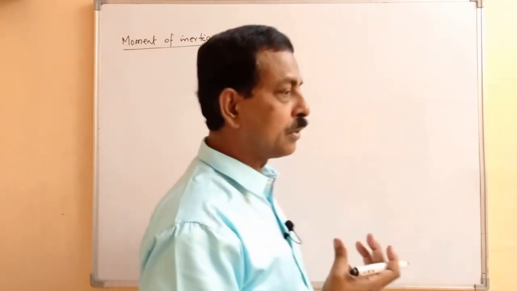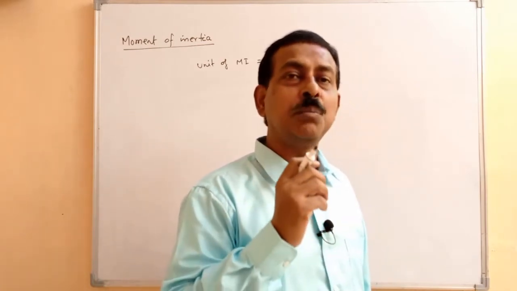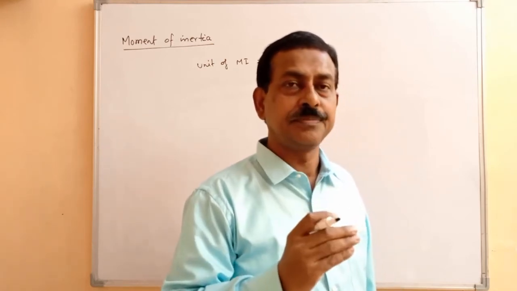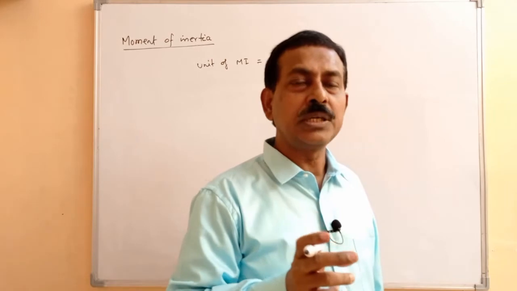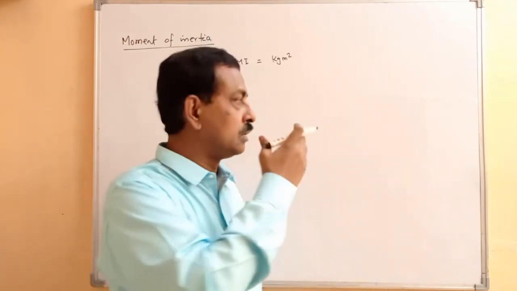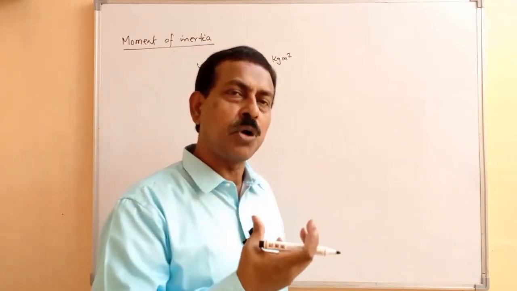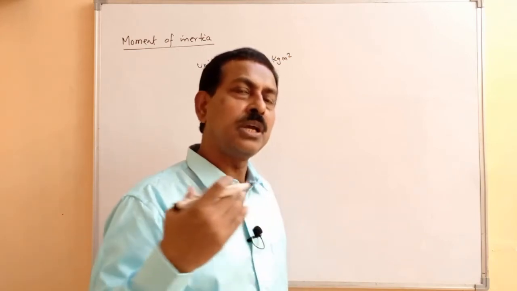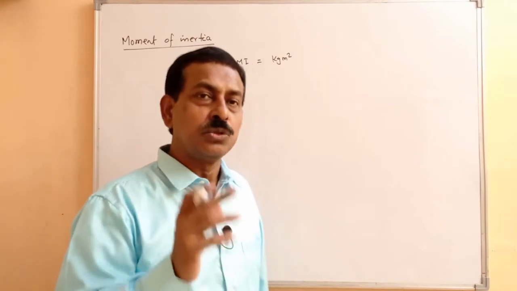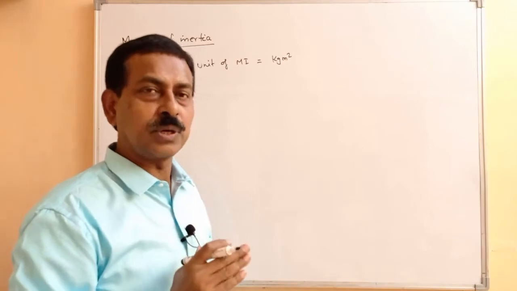And what type of quantity is it? Is it a scalar or a vector? Basically, moment of inertia is a tensor quantity. A tensor is a physical quantity which has different values in different directions. Here also you can see, when we take different examples, the moment of inertia of the same body has different values along different directions, that means along different axes. So we take moment of inertia as a tensor quantity.